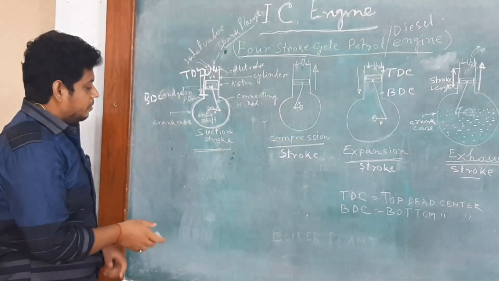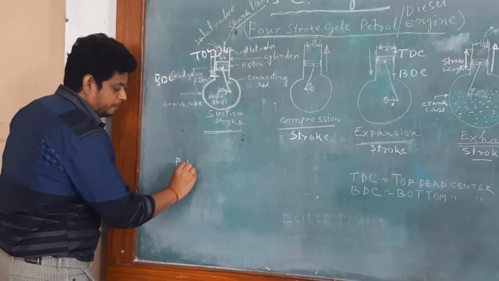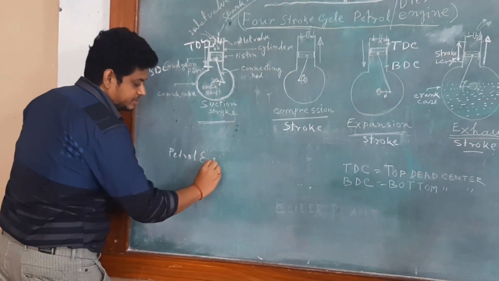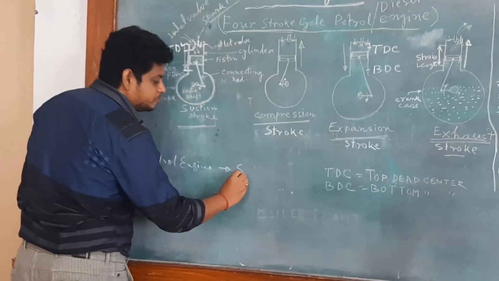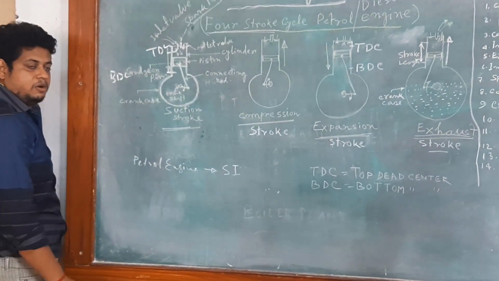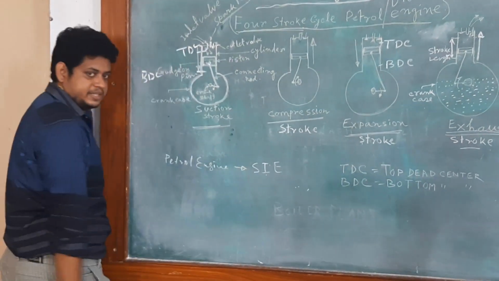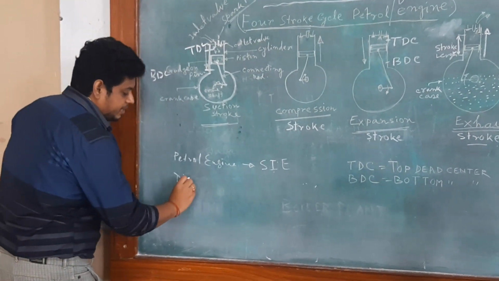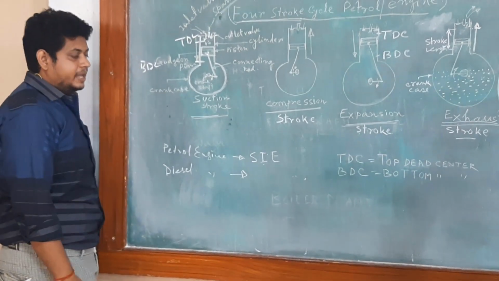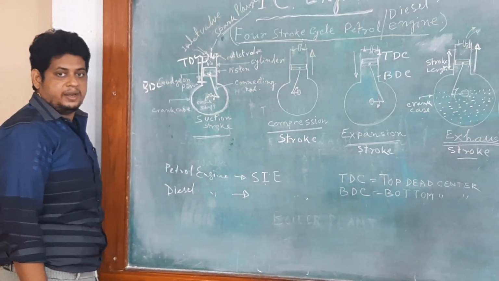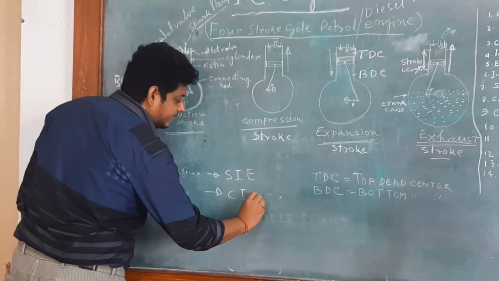For petrol engines, the combustion is initiated by a spark. That's why it is also termed a spark ignition engine. And in the case of diesel engines, the combustion starts by the compression of air. That's why it is also termed a compression ignition engine.